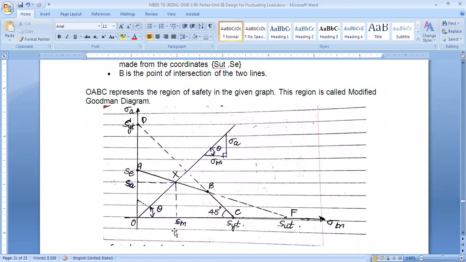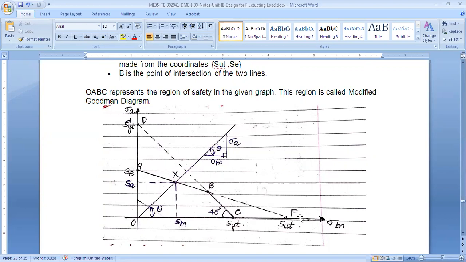So for any given load, for a given mean stress, we can find the corresponding amplitude using this kind of ratio. Once we know the mean stress, we can find the corresponding amplitude, or if we know the amplitude, we can find the corresponding mean if we know this tan theta. Okay, so this is how we will solve the numericals. It's very straightforward and simple.